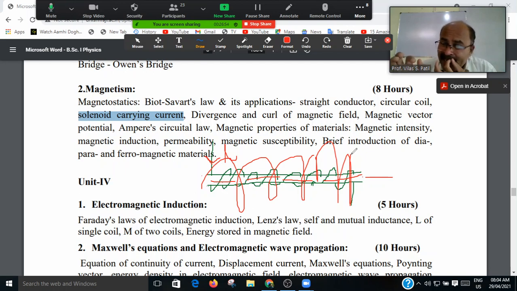Here is the solenoid, that is the central insulator, and I have to calculate the magnitude of that magnetic field along the axis of the solenoid.